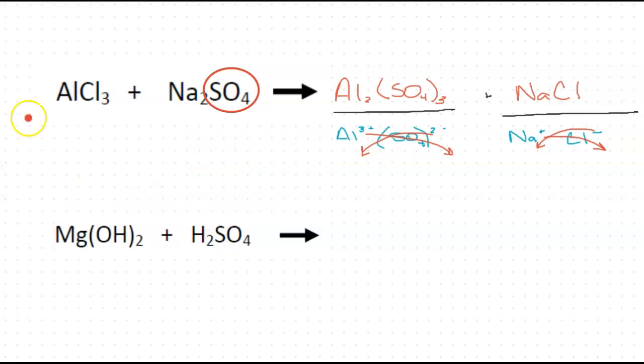Once you have your formulas written and you've got Al2(SO4)3 and NaCl, then you can go back and balance these by putting coefficients in the front. So I would balance this by putting a 2 in front here. I would put a 6 in front here, and I would need a 3 in front here. So the balanced ratio on this one would be 2 to 3 to 1 to 6. And that's how you would predict the products and then ultimately balance it at the end.